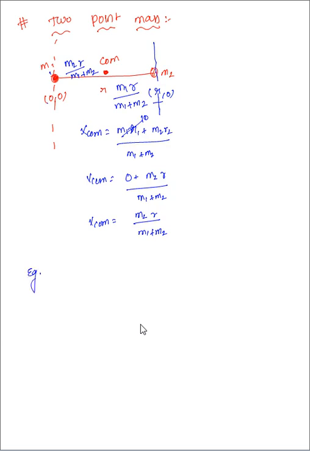Example question. They have given this mass m, this mass 2m, and this is the line joining them. This distance is r, as they have given here. Now this is the center of mass we are assuming here. So from the y-axis, we need to calculate the distance to the center of mass, and to the other mass.